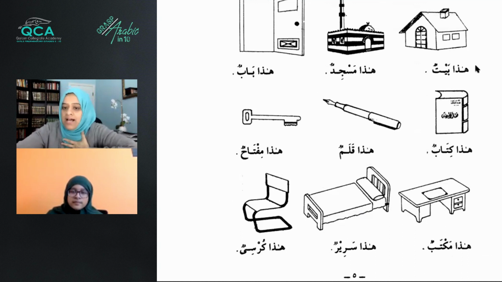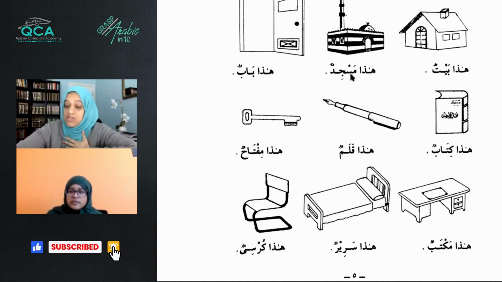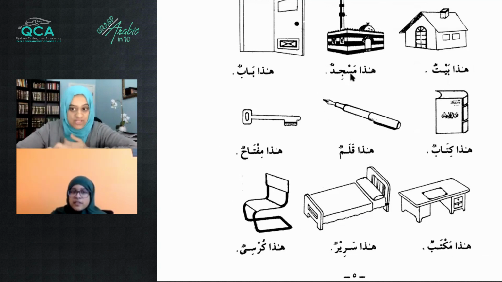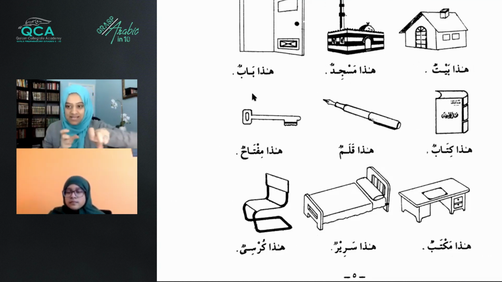Now, Salwa, Hadha Baytun, the translation was what? This is a house. Hadha Masjidun: this is a masjid. Hadha Babun: this is a door. Now, what they're going to introduce, and I know I've spoken about it before, but now it has come as a concept, is that they're going to change these sentences. It's a complete, meaningful sentence: this is a house.